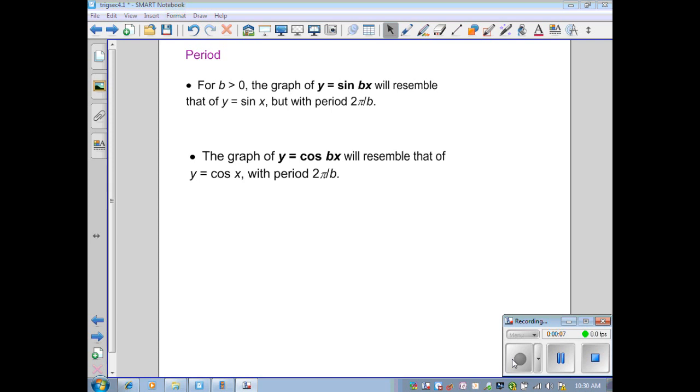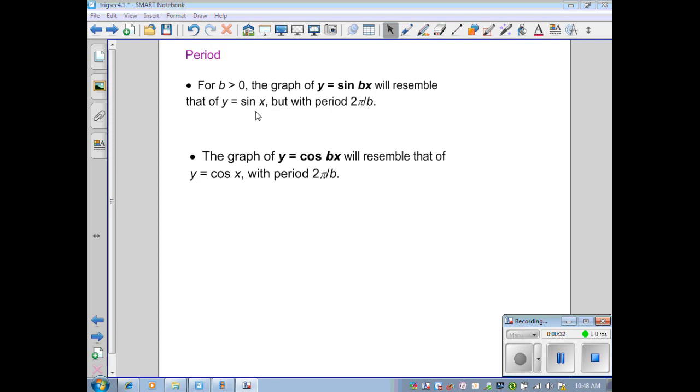Recall that the period of a function is the point at which the graph will start repeating itself. So to determine the period, for b greater than 0, the graph of y equals sine bx will resemble that of y equals sine x. Notice the only difference between these two functions is the constant b rather than a constant of 1. Therefore, b will determine the period. The procedure is to take 2 pi divided by b to determine the period of the sine function.